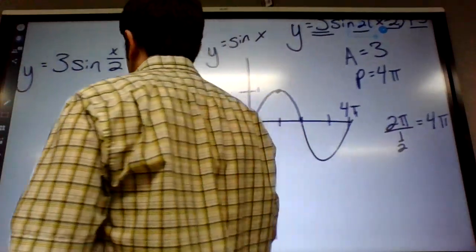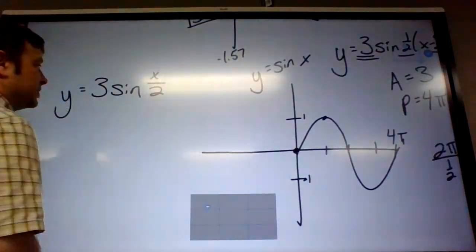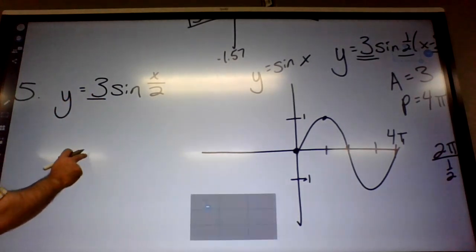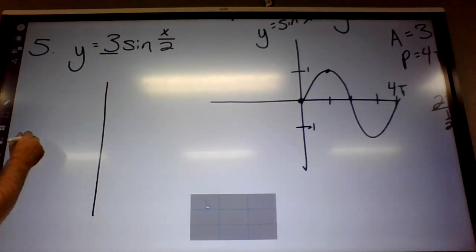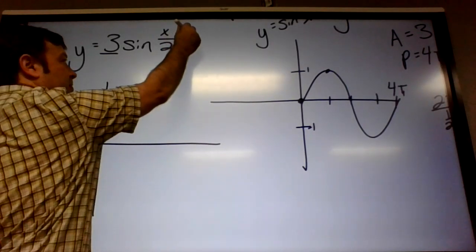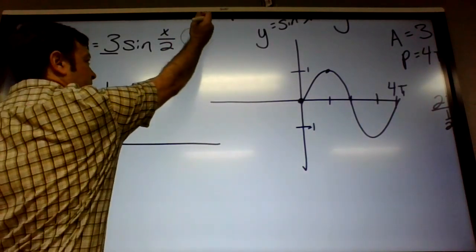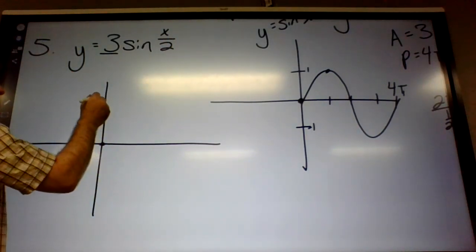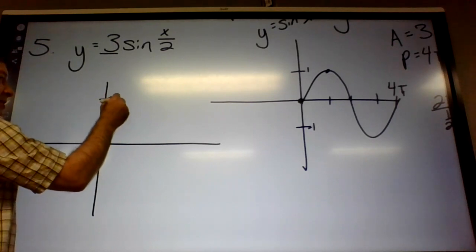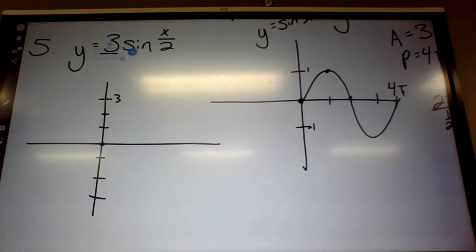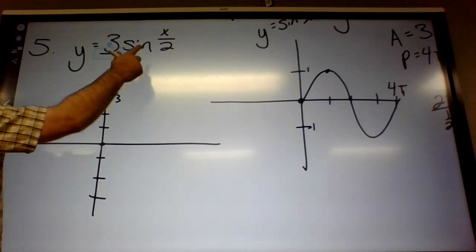So given all that, let's go back to number 5 here. So what does this 3 do to the graph? Yeah, it tells you the amplitude. Now notice there's no +2 or -1. There's no numbers added or subtracted. So the center's still going to be at 0, 0. But the amplitude is going to be 3.